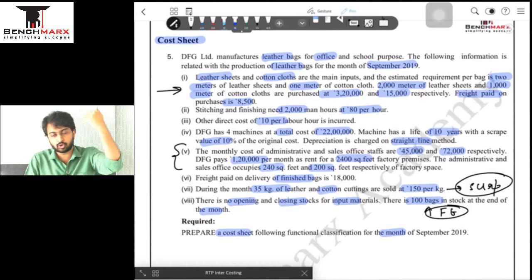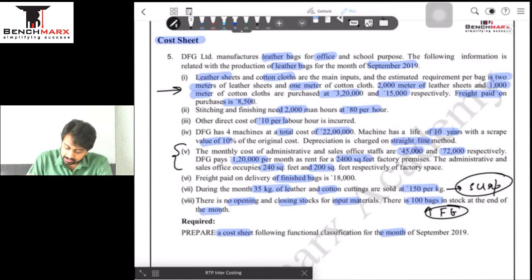समटाइम्स दे डू लेस फ्रॉम मटीरियल्स, समटाइम्स दे डू एज लेस फ्रॉम the factory cost. I would recommend subtract from the cost of admin cost, because that is how the format is given. If the question is specifically mentioning sale of scrap of materials, then in that case you subtract from the RM cost.